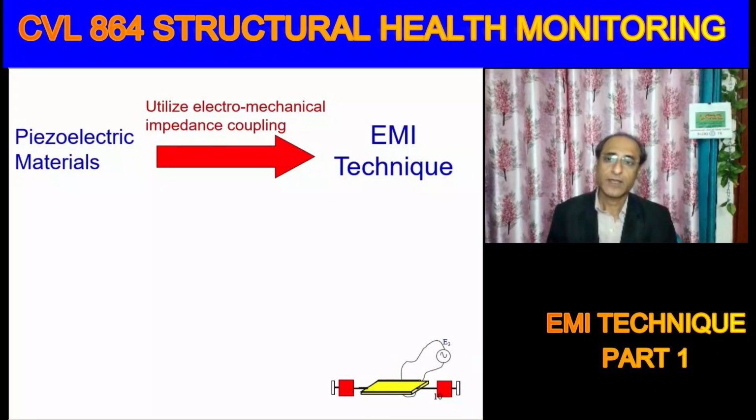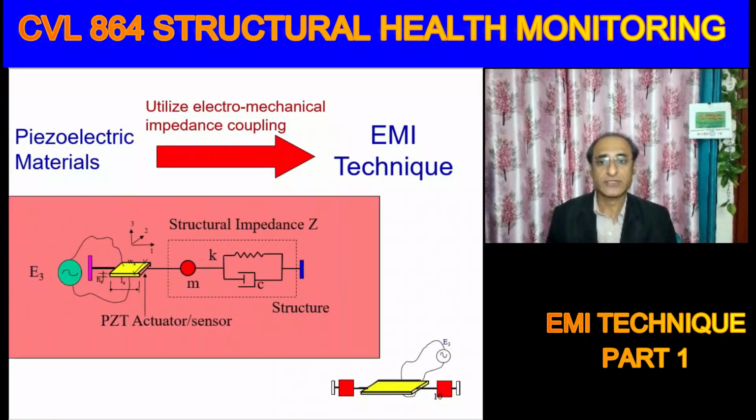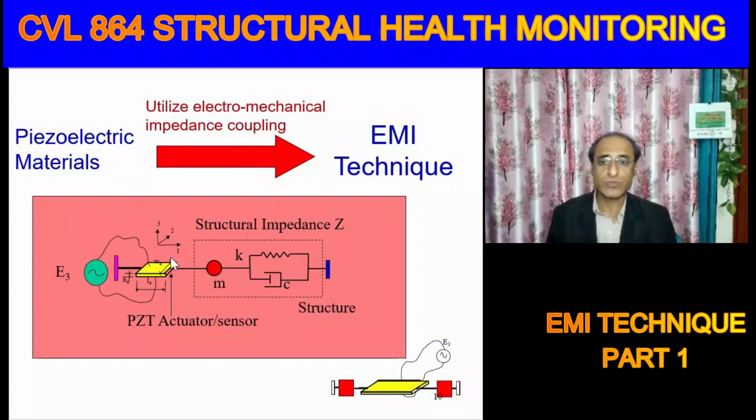Here the piezo materials are the key sensors in this technique. We visualize the structure as a mechanical system which has some structural impedance Z. We'll define what structural impedance is in the coming slides. This box represents the structure. It's an idealization of structural impedance, and when we say structural impedance, that means it inherently has the mass, stiffness and damping characteristics of the structure. So everything is inherent inside.